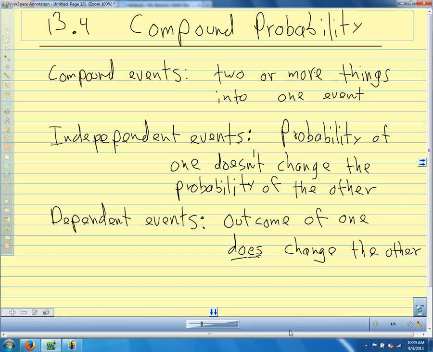A dependent event. If we want to pick a king from a deck of cards, not put it back, and then pick an 8. Well, if I draw a king out for my first pick, I have 52 cards to pick from. But if I don't put the king back, then I only have 51 cards to pick from when I do the second pick. So those would be dependent events. We're going to figure out how to calculate the probabilities of dependent events, independent events, and then one other kind that we call overlapping events.